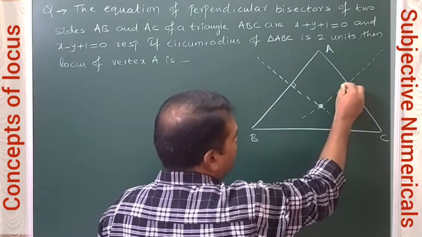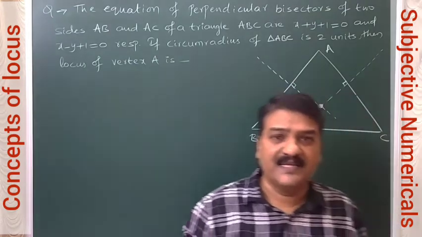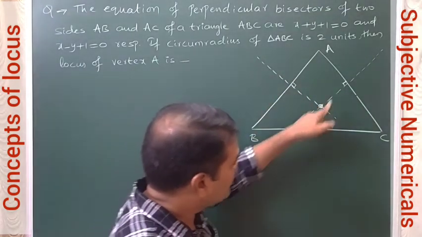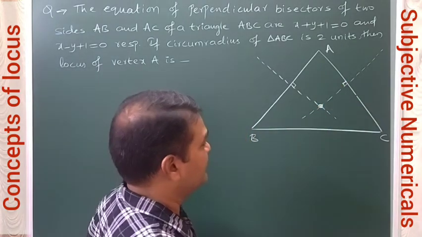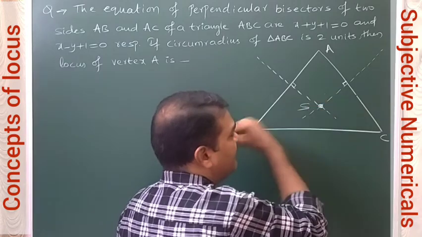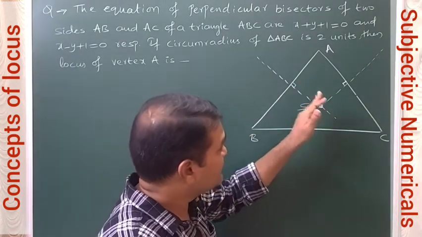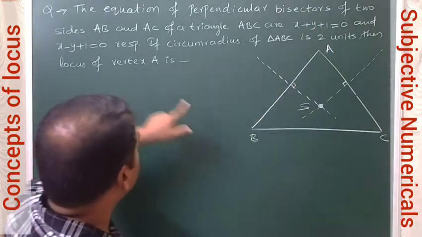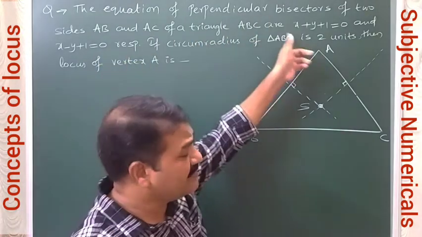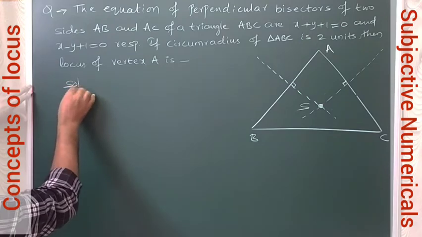And what is the point of intersection of perpendicular bisectors? It is nothing but circumcenter. So the point of intersection of these perpendicular bisectors will give us the circumcenter, which generally we take as S. So how to get this circumcenter? It is simple: solving these perpendicular bisectors. Point of intersection is nothing but solving, no? So we will solve these perpendicular bisectors now.